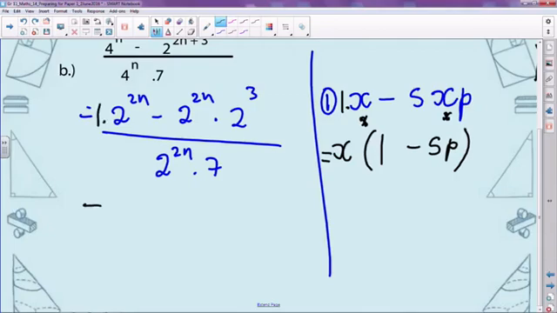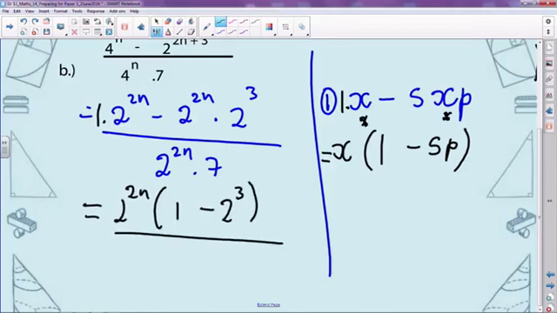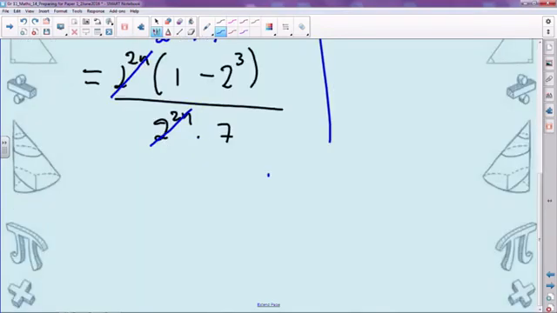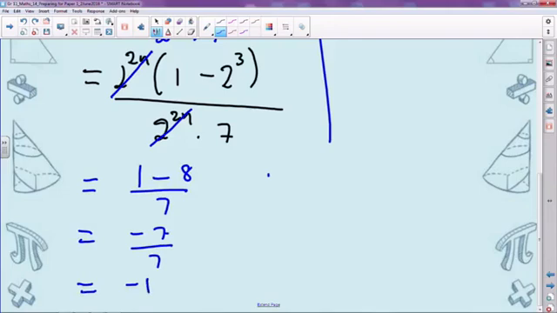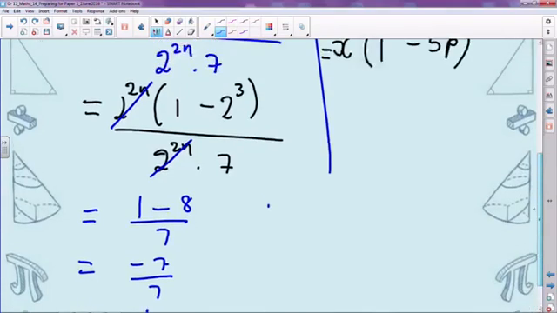There's a 1 there. So now your common factor is 2 to exponent 2n bracket 1 minus 2 to exponent 3 all over 2 to exponent 2n times 7. And then what I was talking about is that your common factor now divides with that. Now it's becoming very much easier. You've got a 1 minus 2 to 3. 2 to 3 is not 6. It is 8. So you've got 1 minus 8 over 7, which is minus 7 over 7, and that gives us a negative 1. So that simplifies to minus 1.